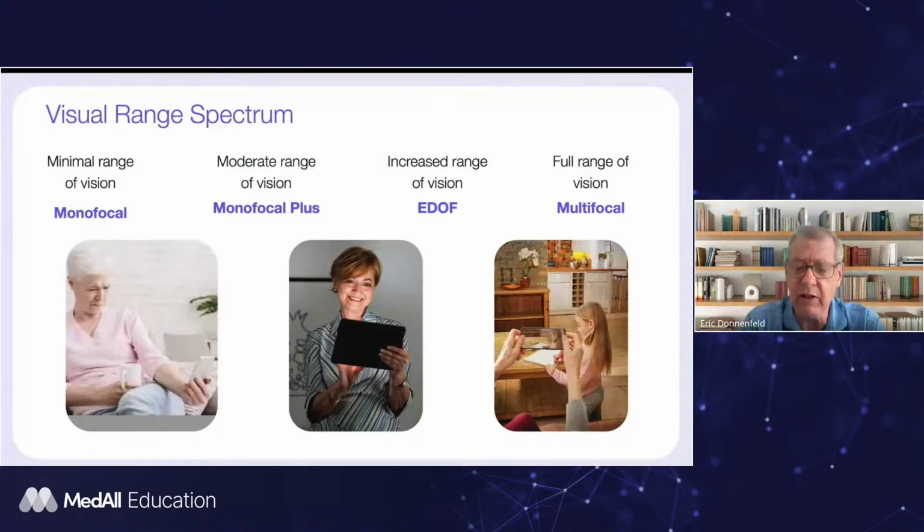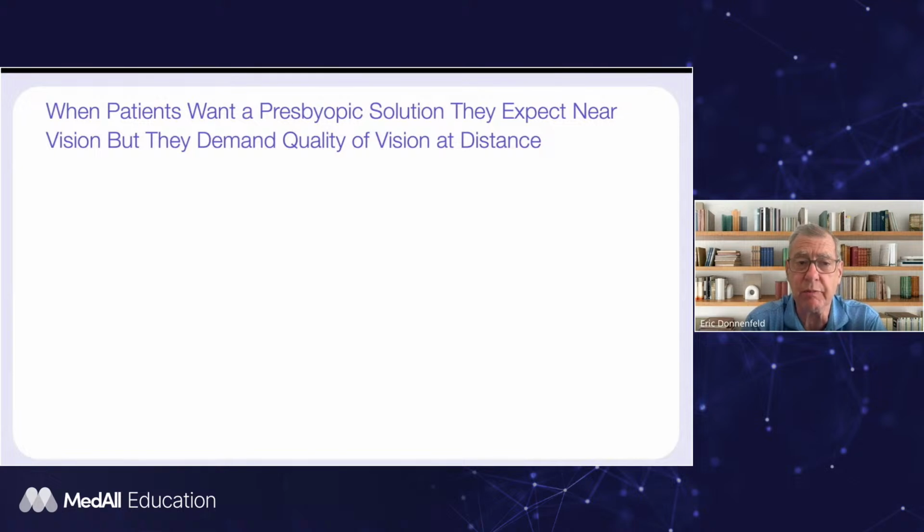You have the EDOF lenses, which are premium lenses here in the United States. They give you an increased range of vision, usually with very little dysphotopsia. And then you have the full range of vision multifocal IOLs. They give patients distance, intermediate, and near, but there is often a qualitative loss of vision in these patients who complain of dimness or halos around lights.